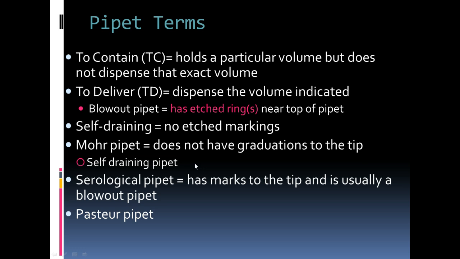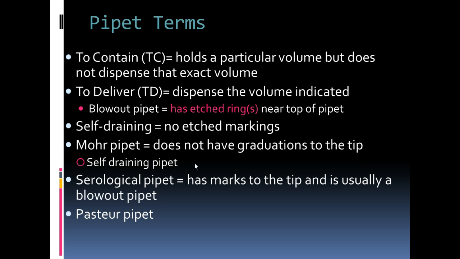All right, let's look at some pipettes. We used volumetric pipettes and serological pipettes in the Intro to Clinical Lab Science course. There were a couple of different types that were talked about. A "to contain" pipette holds a particular volume but doesn't dispense that volume. A "to deliver" pipette, which is what we mainly have in our laboratories, dispenses the volume indicated.